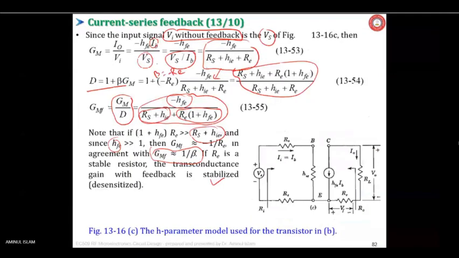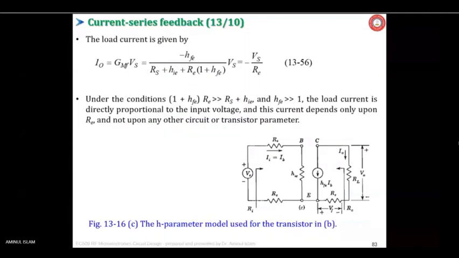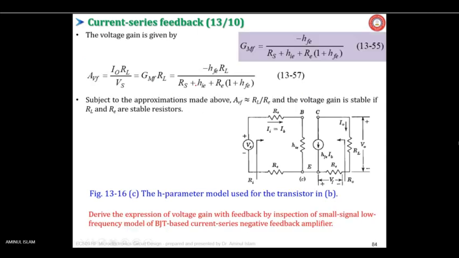We can discuss. So IO, the output current, can be written as minus Vs by RE. For this condition, you have to remember this condition also. And voltage gain is given by AVF as IO RL by Vs. Again, putting the value of GM, etc., you can get this expression, because GMF is obtained as this.